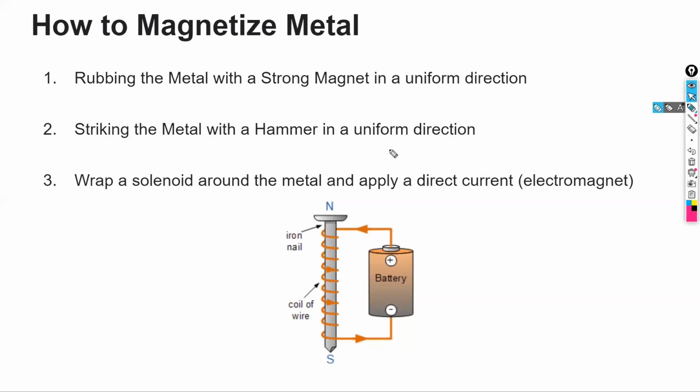Another way is one I used to do when I was small, right? If you only have a piece of metal, like a piece of iron or a piece of steel, and you want to make a magnet, all you have to do is take that piece of iron and hit it with a hammer, but you hit it in one direction.